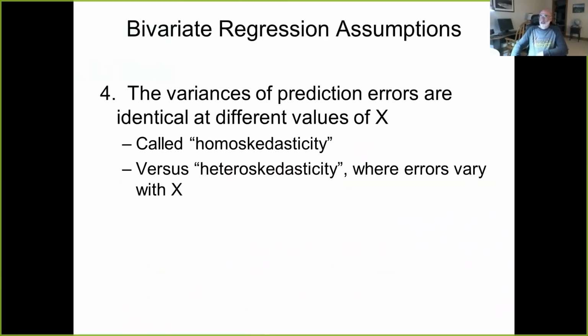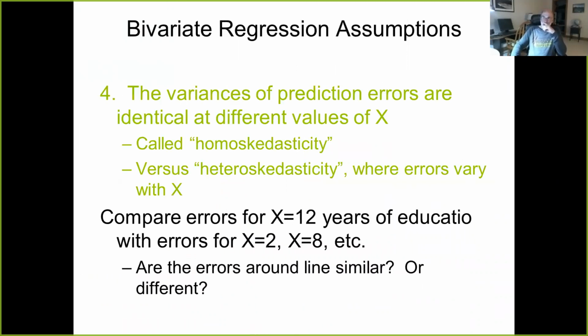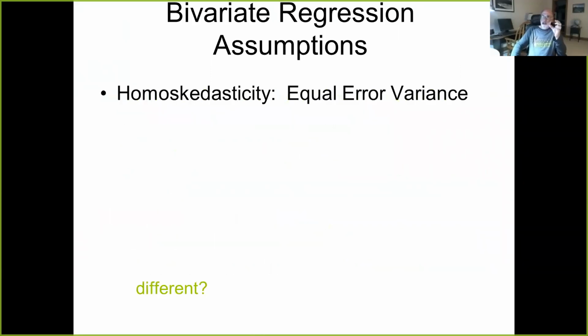This is the hardest assumption to understand, that the variances are relatively constant with respect to X. It has a bad name called homoskedasticity. When it's violated, it's called heteroskedasticity. What you want to look at is the errors, the unexplained variation at different levels of X. Do they look similar or not?